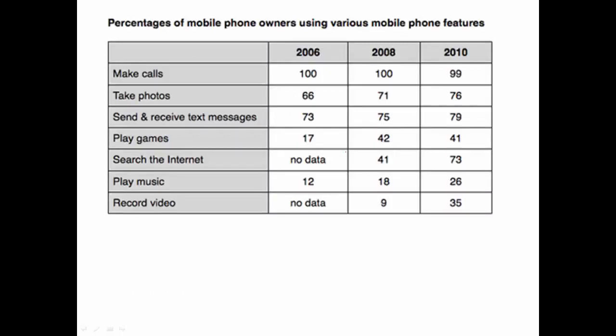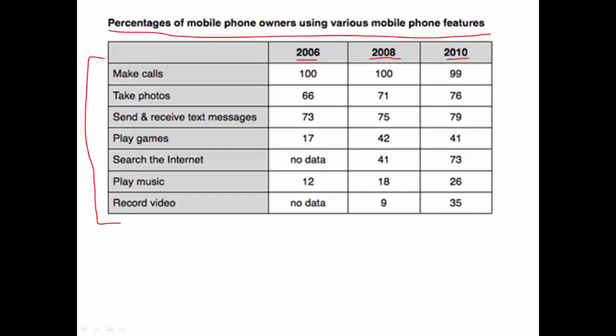Now, the number one thing that students do whenever they see a question like this is they start to read the data. They get lost in the data. You shouldn't do that. What you first should do is read this to understand it. Don't look at any of the data. So this is the percentages of mobile phone owners using various mobile phone features. Okay, so here are the features. So these are the different reasons why people use mobile phones. And then it's over 3 years. So it's not over a long period of time. It's just 3, so 2006, 2008, 2010.